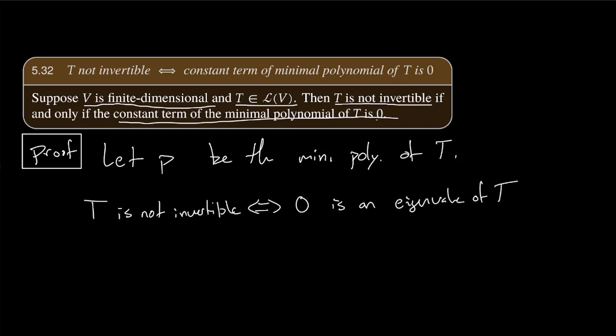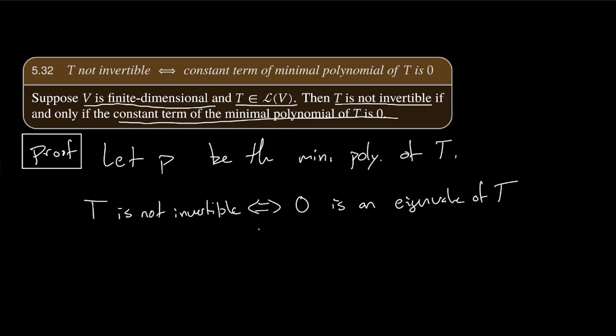That is, since T sends V to V, it fails to be invertible if it fails to be injective. And the only way it can fail to be injective is if it sends something non-zero to 0. That is, if Tv equals lambda v, where lambda is 0. That means Tv equals 0. So the only times that T is not invertible are when 0 is an eigenvalue of T.